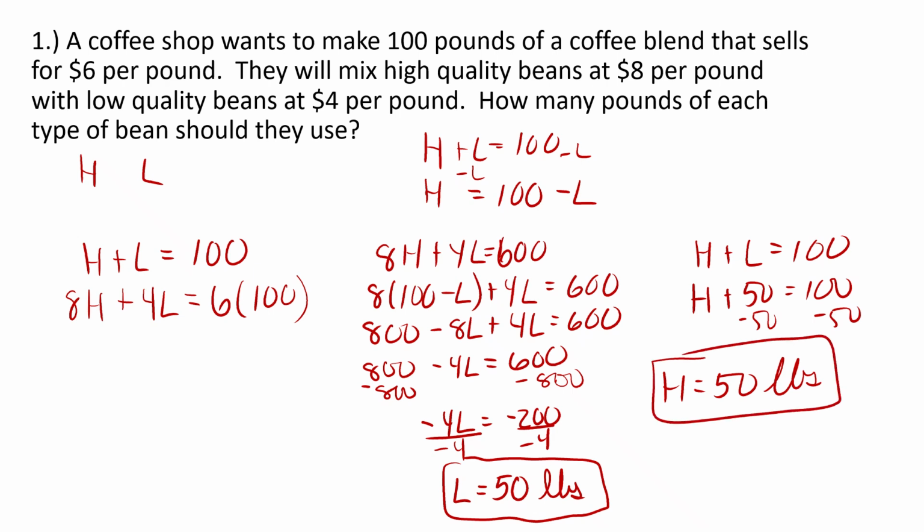Now you might look at that and say, well, I could have kind of figured that out because we wanted it to sell for $6 and 6 is halfway between the 4 and the 8. Therefore, it would split right down the middle and we would need half and half, which would make it 50 and 50. If you kind of went there with that, your intuition is completely correct. Yes, you could do that.